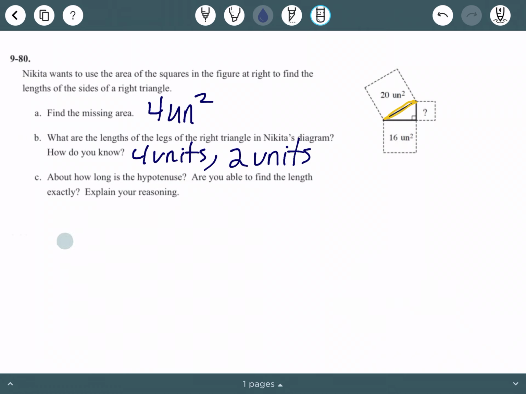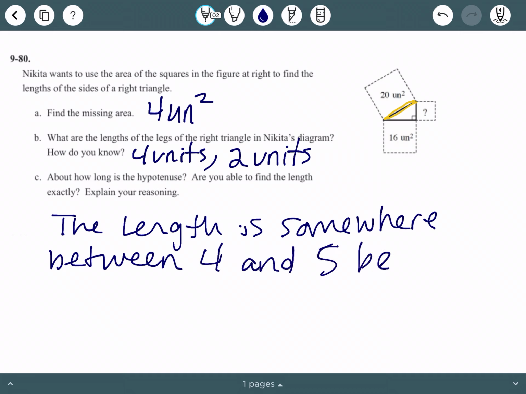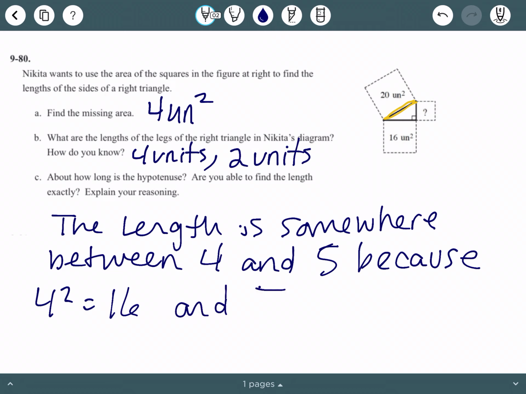So what we could say then is that the length is somewhere between 4 and 5 because 4 squared equals 16, which we said was too small, and 5 squared equals 25, which we had mentioned was too large. So it's somewhere in between those.